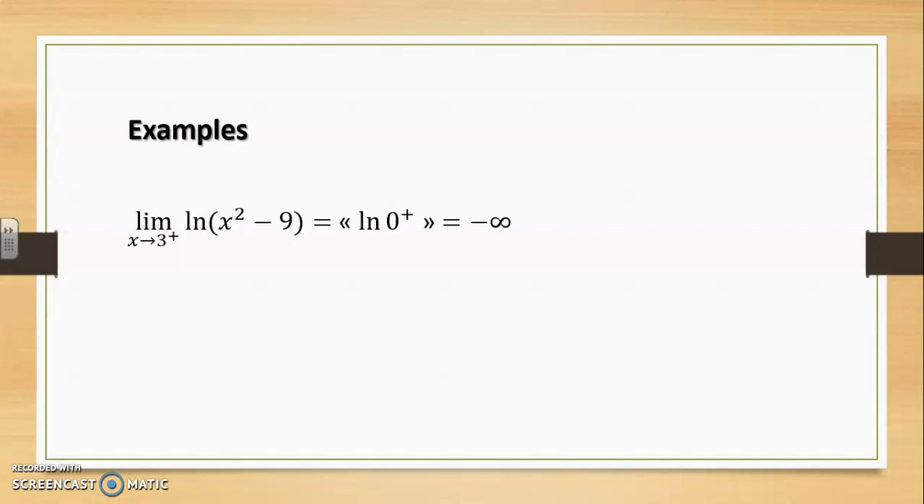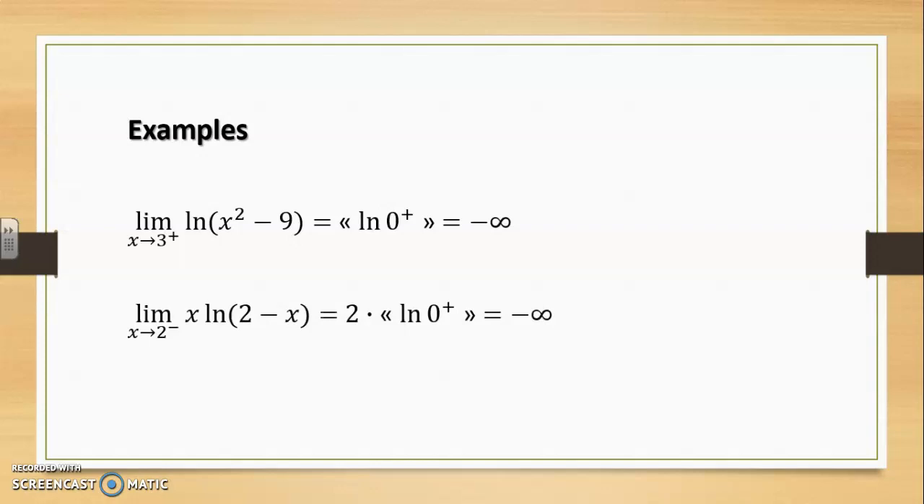In this first example, we are applying a limit as x approaches 3 from the right to ln of x squared minus 9. In terms of domain, we're okay since x approaching 3 from the right guarantees that x squared minus 9 is a positive number. So we are applying a ln function to a positive number. That number, however, is becoming increasingly close to 0, as 3 squared minus 9 would be 0 itself. So according to our rule number 2, ln of 0 plus will tend towards minus infinity.